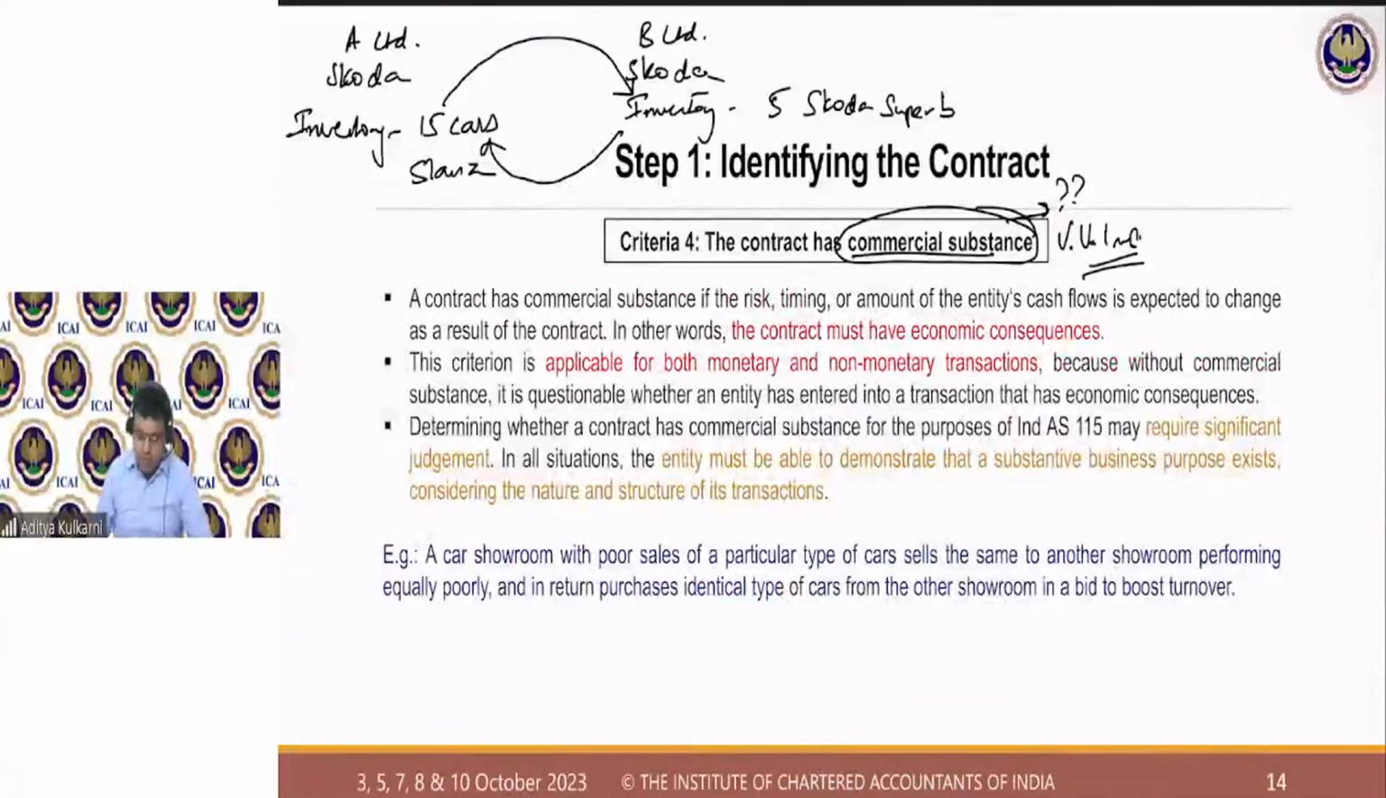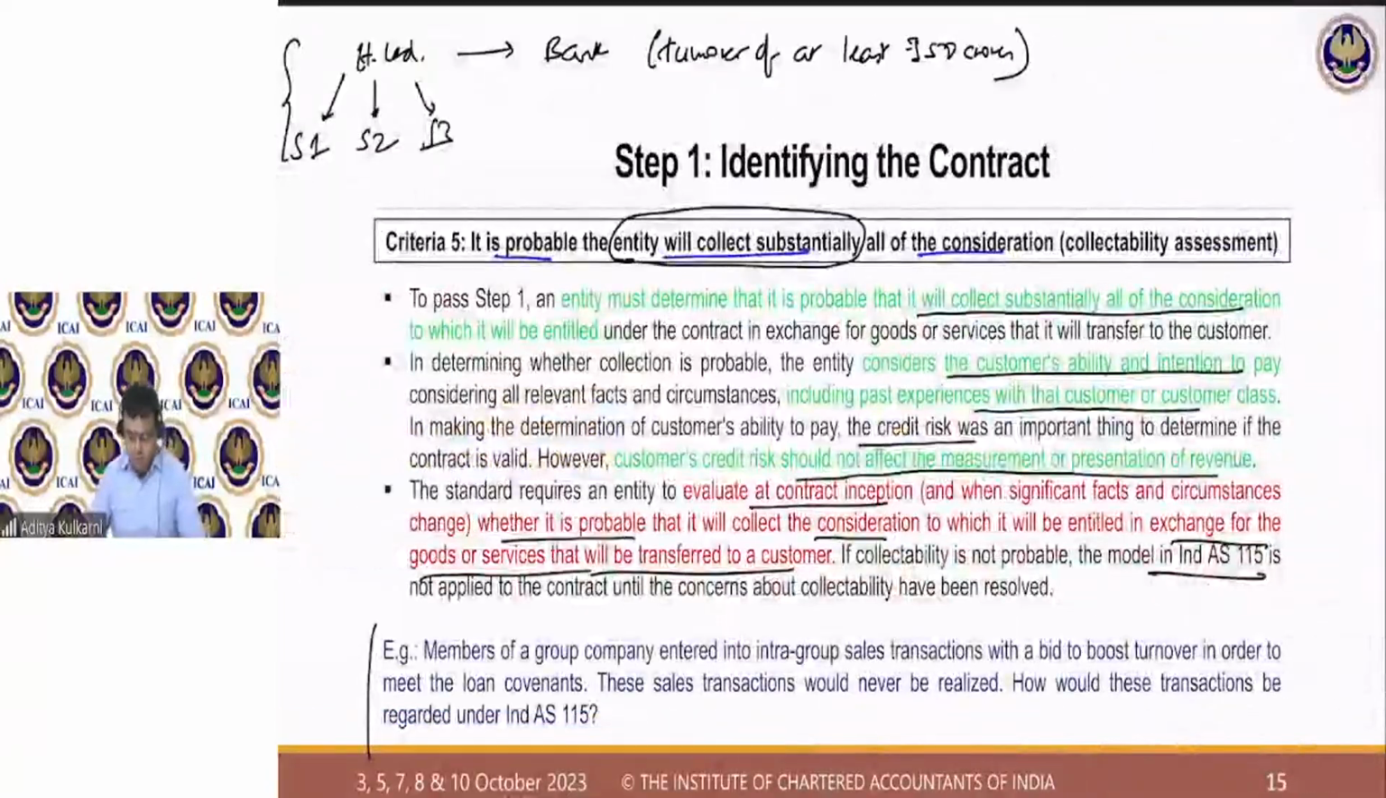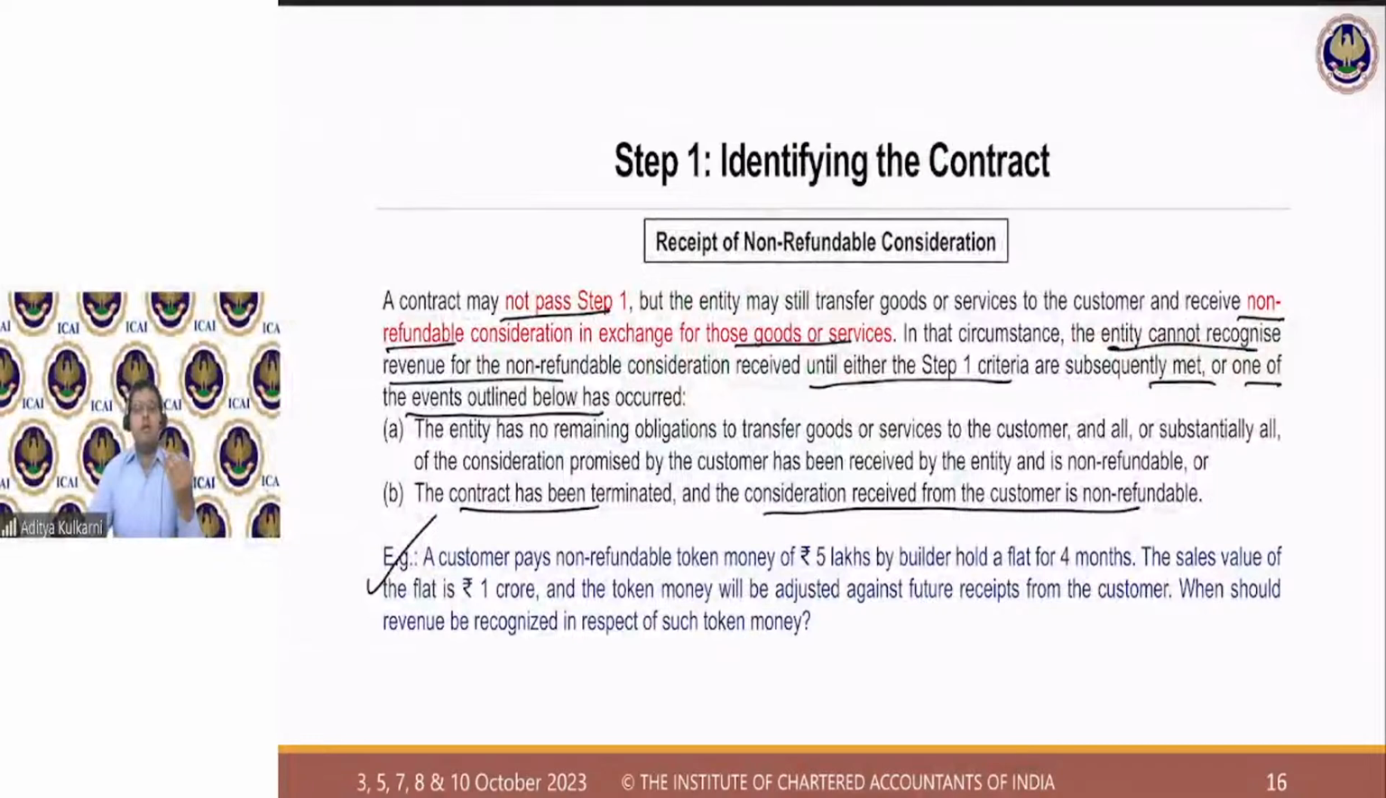We also saw commercial substance. We gave an example. And we also saw step number 5, that is, it is probable the entity will substantially collect all of the consideration. Then we saw in some cases we have non-refundable consideration that is received. I gave you the example of the Indigo Airlines coming out with a sale in which the consideration is non-refundable.